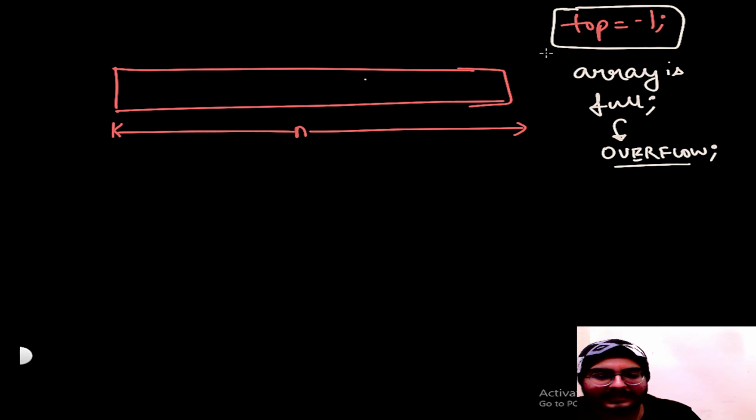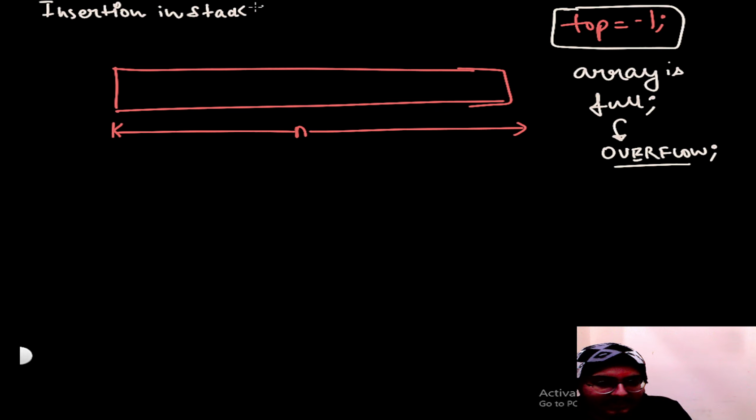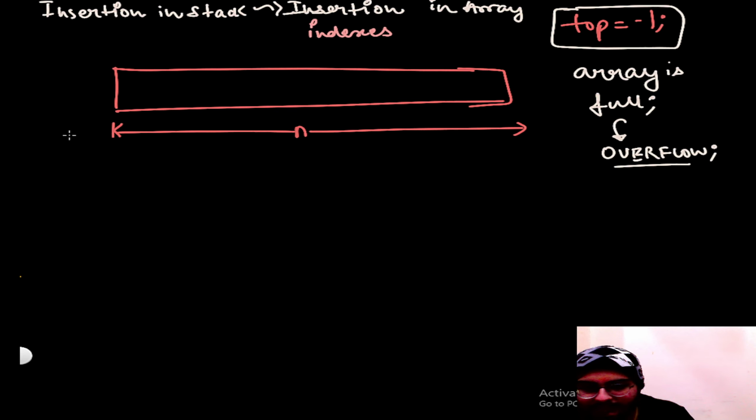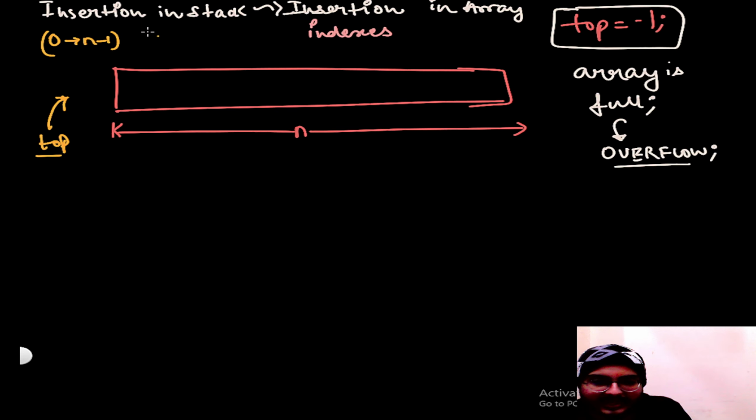Okay, and if it is not full, then I have to increment my top and add the element, because insertion in a stack now becomes insertion in an array. So how would I insert an element in the array? Via indexes. So that is what I will do. I will just put my top initially here. I have array indexes from 0 to n minus 1 if my size of the array is n.